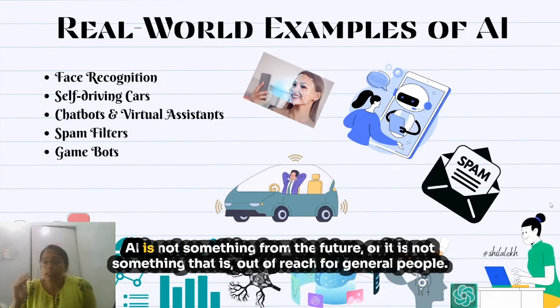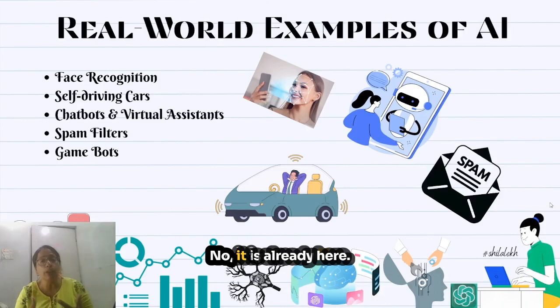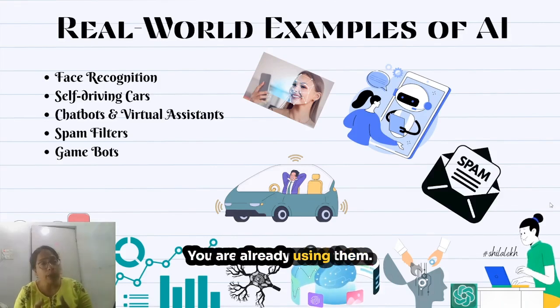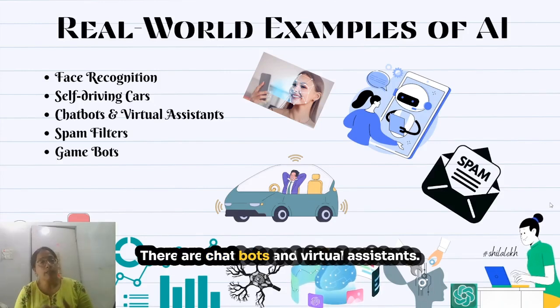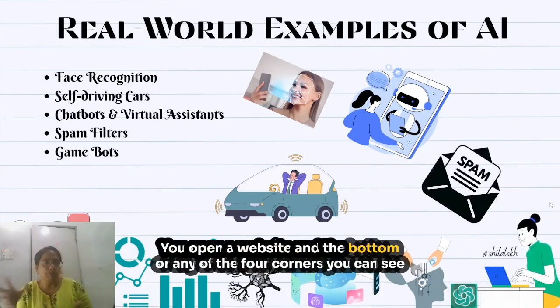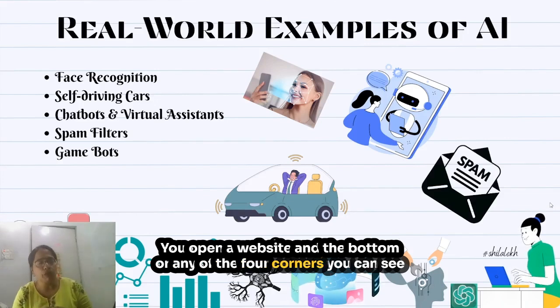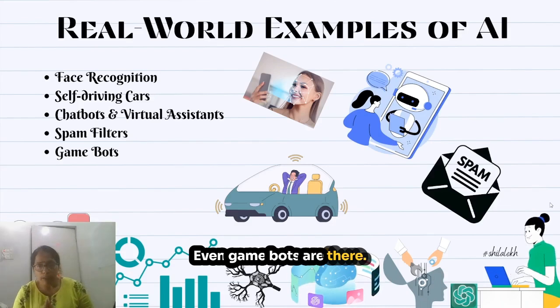AI is not something from the future, or something that is out of reach for general people. No, it is already here. You are already using it. Face recognition, like I said, there are already self-driving cars. There are chatbots and virtual assistants. You open a website, and under a bottom or any of the 4 corners, you can see a chatbot, which is there to help you. Even game bots are there.